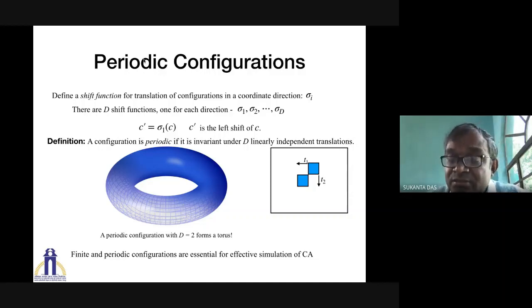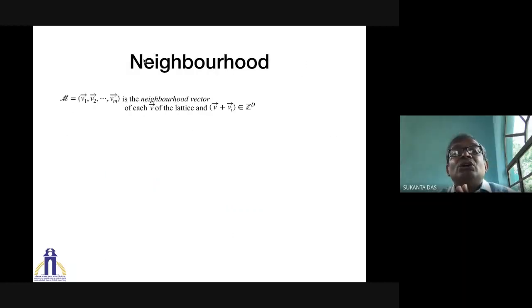So next, let us move to another concept, the definition called neighborhood. Recall how it was defined in the definition. It is a neighborhood vector, V1, V2, ..., Vm. So m number of cells are associated with each cell V of the lattice, right? That was the neighborhood vector.